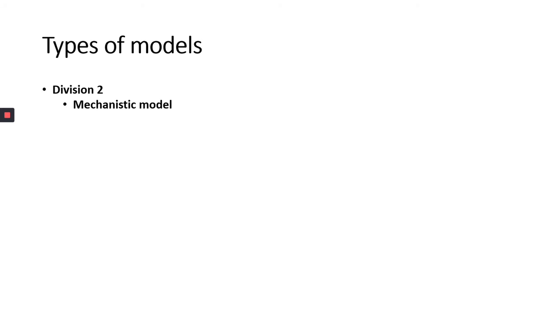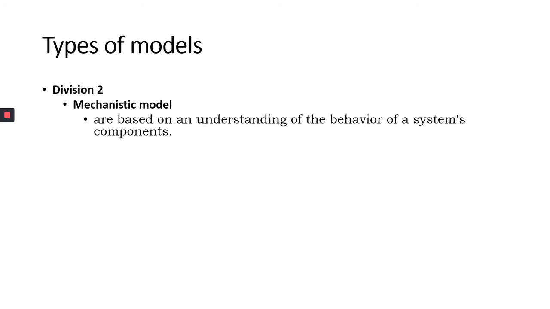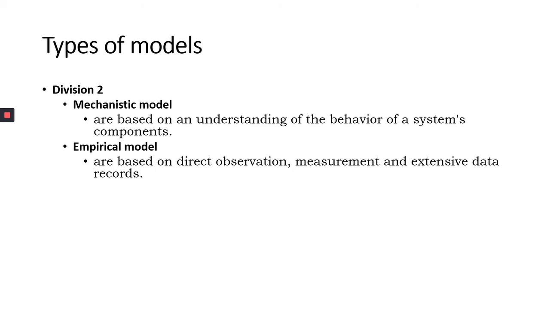Now how about the type 2 division? Division 2 models. So we have the mechanistic model. These are based on an understanding of the behavior of a system's components. Then we also have the empirical model, which is based on direct observation, measurement, and extensive data records. So these rely heavily on data, so it's for data science.